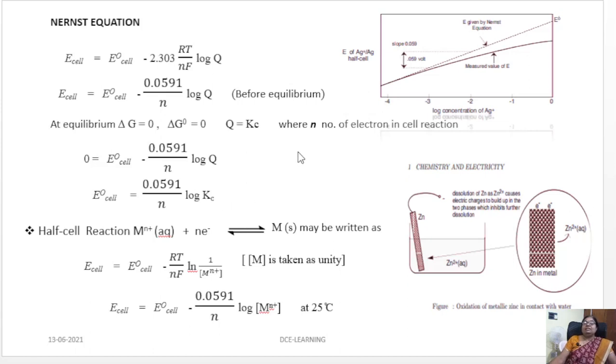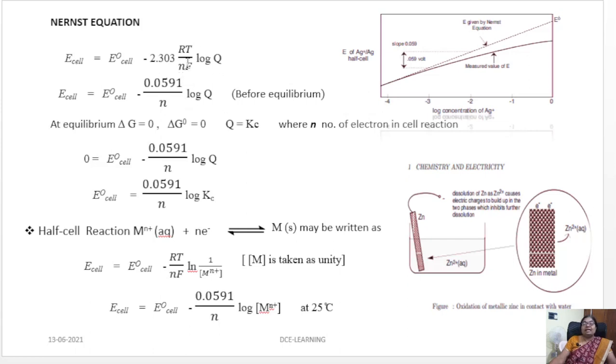At equilibrium, in the standard state, delta G becomes 0 and the quotient becomes Kc, where n is the number of electrons in the cell reaction. You already knew about that. Therefore, the standard EMF of the cell at equilibrium is 0.0591 by n into log Kc. That is what we are going to substitute.